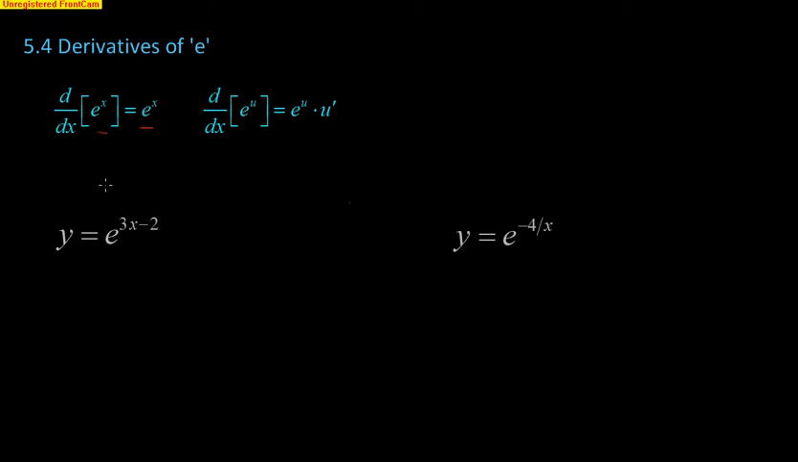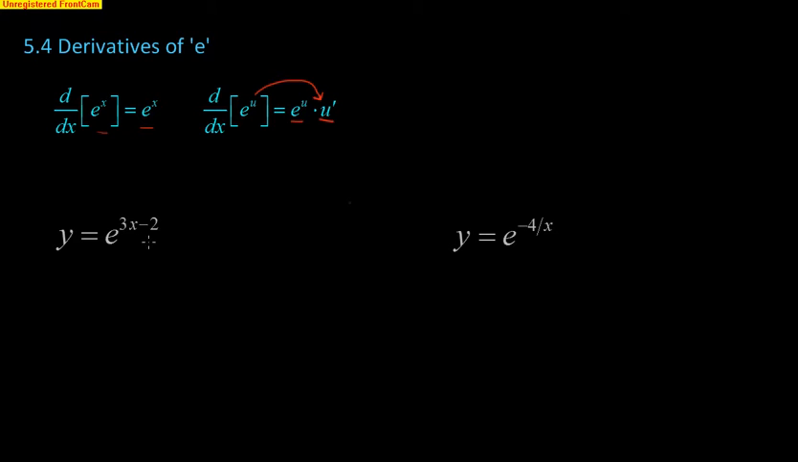Now we know we're not always going to have just e to the x. We'll have e to the 2x or e to the 5x. So if you have something like e to the u, you have the exact same thing times the derivative of the exponent. Pretty straightforward. Take a look at these two examples right here.